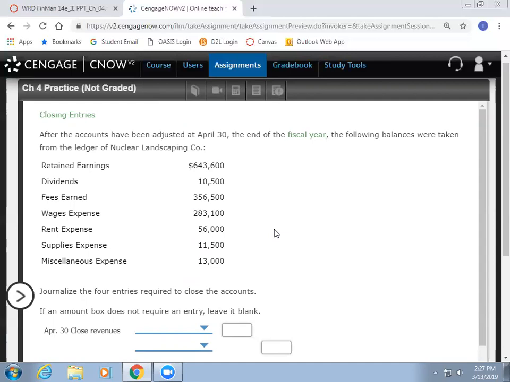Dividends. 10,500. And then we have retained earnings. $643,600. Thank you. And then we'll just create income summary.